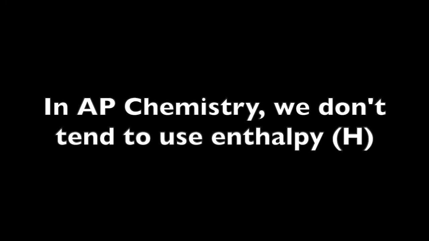In AP Chemistry, we don't tend to use enthalpy. What we do, however, use is change in enthalpy. And change in enthalpy is the net energy change of a process. The symbol for the change in enthalpy is delta H, but sometimes you'll see it written like this, delta H naught, and we say naught when it has a little circle that looks like a degree. This little circle indicates that a process is taking place at standard temperature and pressure.